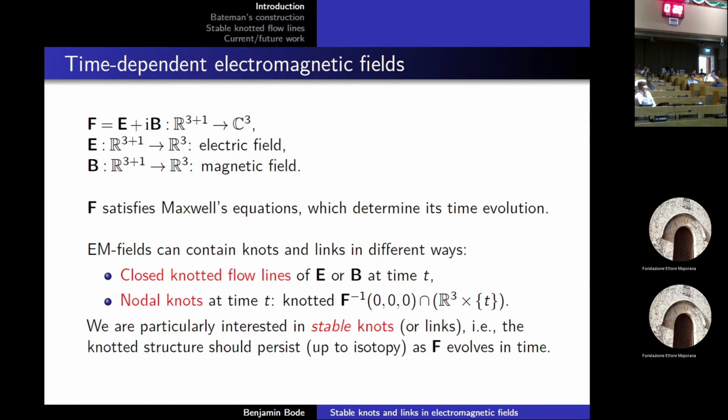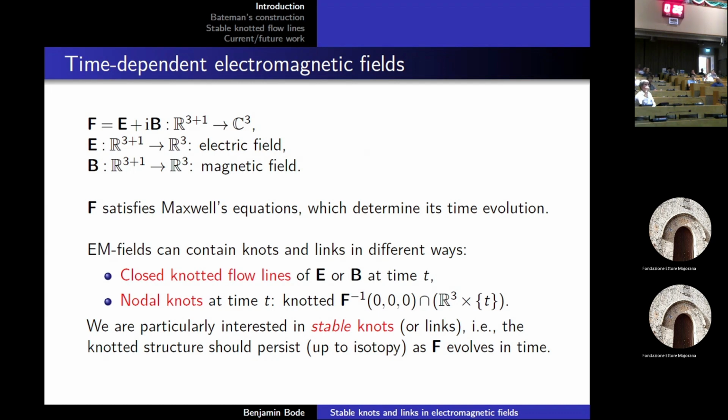Just like on the previous slide, you can now look at the knots that you find in these vector fields. In particular, at every moment in time, E and B are just vector fields, so any closed flow line will give you a knot. Another way that you can obtain knots are these nodal knots. You look at, again, one fixed moment in time, and you look at the set of points where the field is completely zero, so both the electric field and the magnetic field vanish at the same point. If this set is a knot, then sometimes it's called nodal knots or vortex knots. Both of these refer to one fixed moment in time.